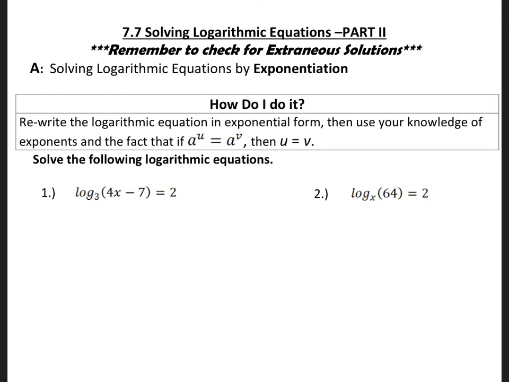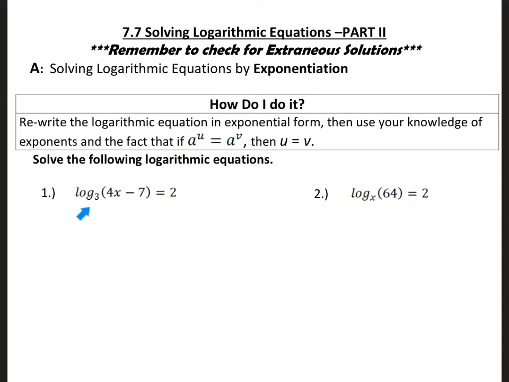Method number one is called solving by exponentiation. And when do we use this method? We use this method when we are able to write the equation given as an exponent. And how do I do it? We write the equation in exponential form and then use the knowledge of exponents and the fact that if you have the same base, then the exponents will be equal.